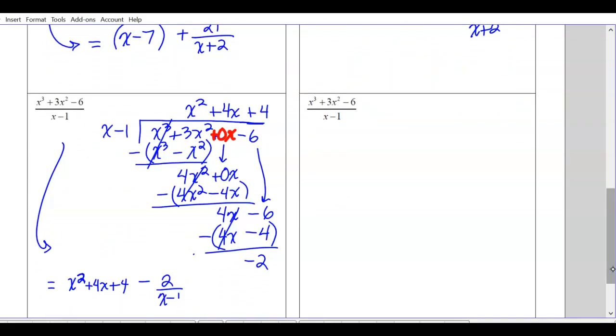Okay, so next one, x minus 1. Then coefficients here. So 1, 3, and we have to put a 0 in, and then negative 6. You have to have that place value. And so that last column will end up giving you your remainder. You bring down the 1. 1 times negative 1 is negative 1. It goes in the next column. And you're subtracting.